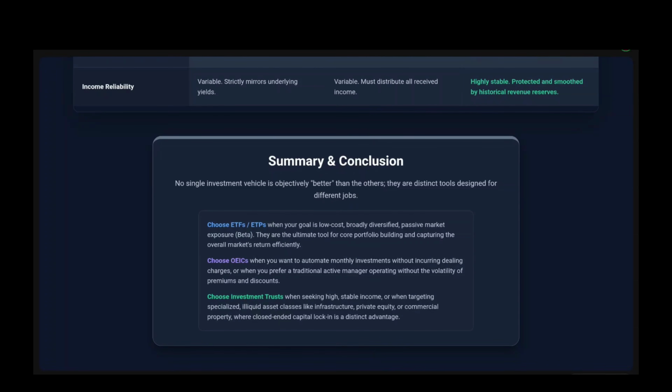If we talk about OEICs, when you want to automate monthly investments without incurring dealing charges, or when you prefer traditional active management operating without the volatility of premiums and discounts. And then choosing trusts when seeking high stable income, or when targeting specialized illiquid assets like infrastructure, private equity, or commercial property, when closed-end capital lock-in is a distinct advantage. So there you go, guys.